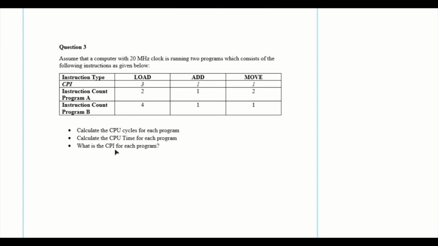Same as before. I hope you are able to calculate. So practice this question. Okay, thank you.